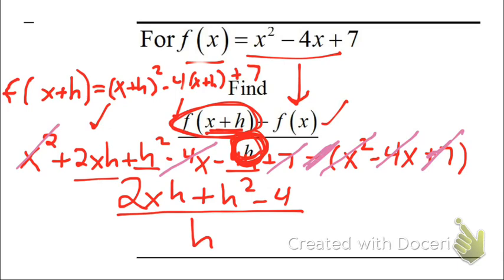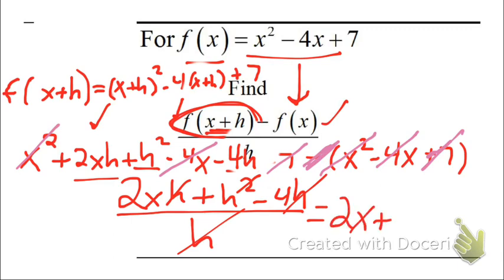Wait a minute, I think I forgot something. This should be a minus 4h, I believe. Let me pause and double check that. Yeah, right over here. Apologize for that. When I crossed out, this should have been a minus 4h. And then, so this should be a minus 4h. Forgot about that. Alright, so now this h will cancel out with all of these h's. And you're left with 2x plus h minus 4.